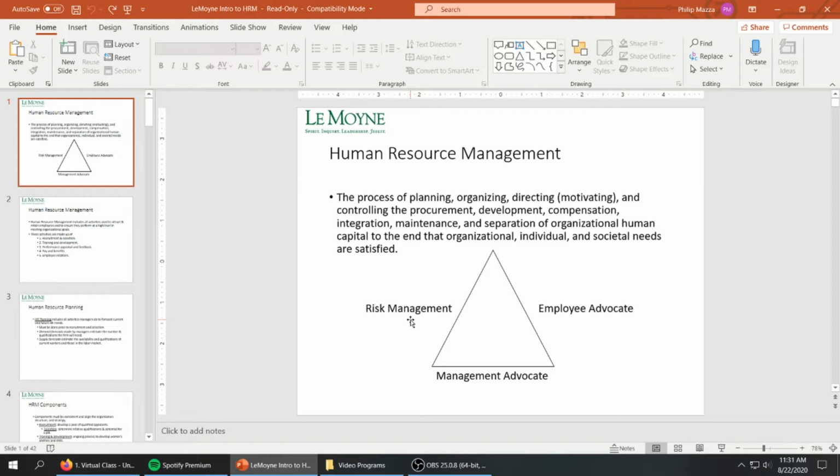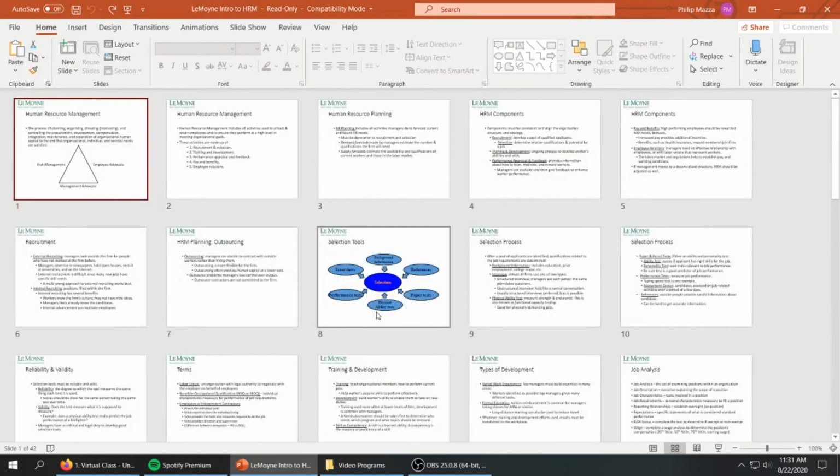Now, there's a lot of formal definitions of HRM. Here is one right here. But I want you to just think of HRM in this term right here: risk management, employee advocate, and management advocate. And when it comes to the employee advocate and management advocate, you have to know when that comes into play. So with that understanding, there's several components of HRM.